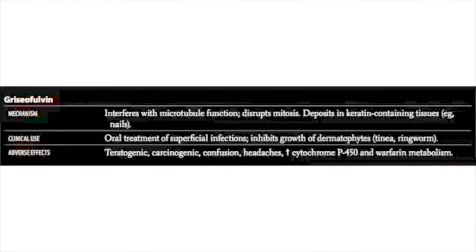Lastly, we're going to talk about griseofulvin. Griseofulvin is given orally. It also is for very superficial fungal infections, the dermatophytes in particular. The way it works is it disrupts microtubule formation, and therefore it is able to block mitosis. You can't form the mitotic spindle without microtubules. The adverse effects for griseofulvin are that it's teratogenic, it's carcinogenic, and also you have to remember that it does induce CYP enzymes in the liver, so you can get drug-drug interactions that way.